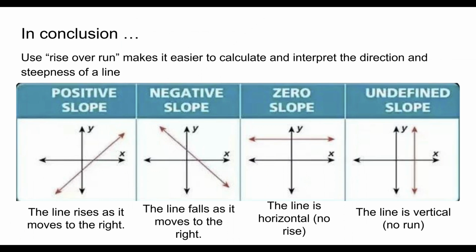Positive slope is basically the line rises as it moves to the right. Negative slope is the line falls as it moves to the right. Zero slope is a horizontal line, which has no rise. Undefined slope is a vertical line, which basically has no run.